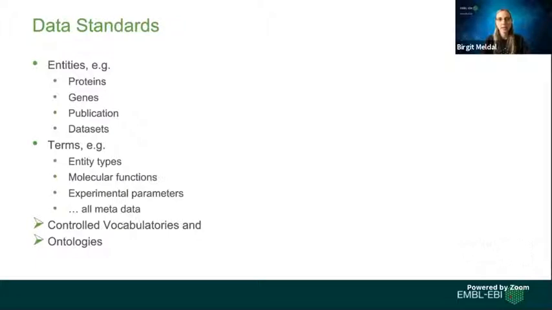And secondly, standards describe terms that we use, terms that describe the entity again, or terms like describing molecular functions of a protein, or the experimental parameters that are necessary for an experiment. Essentially all metadata can be described in terms of standard terms. And in order to organize these, we use controlled vocabularies and ontologies.